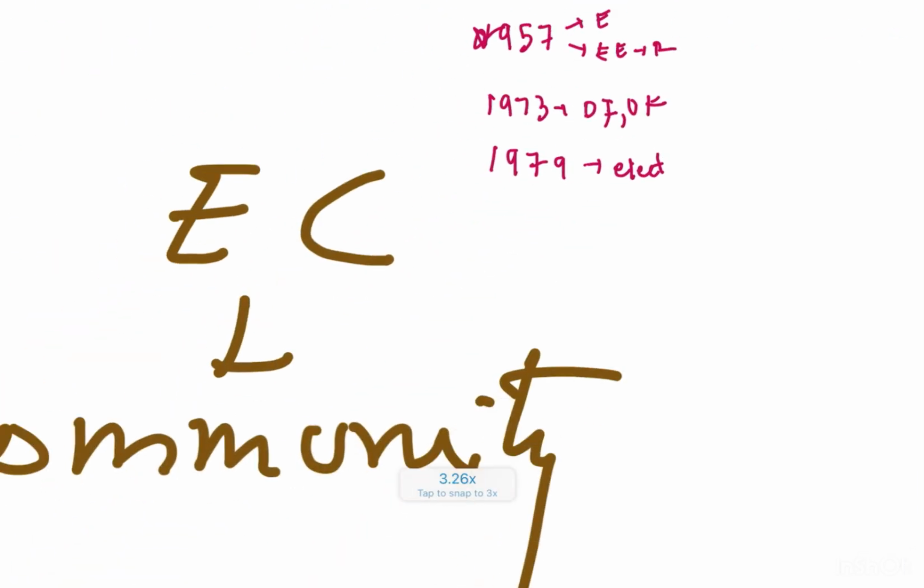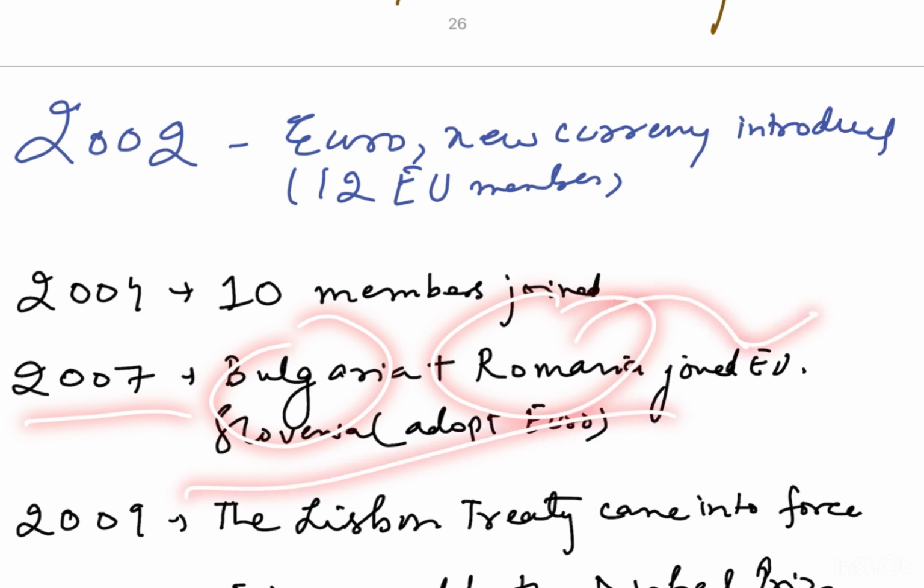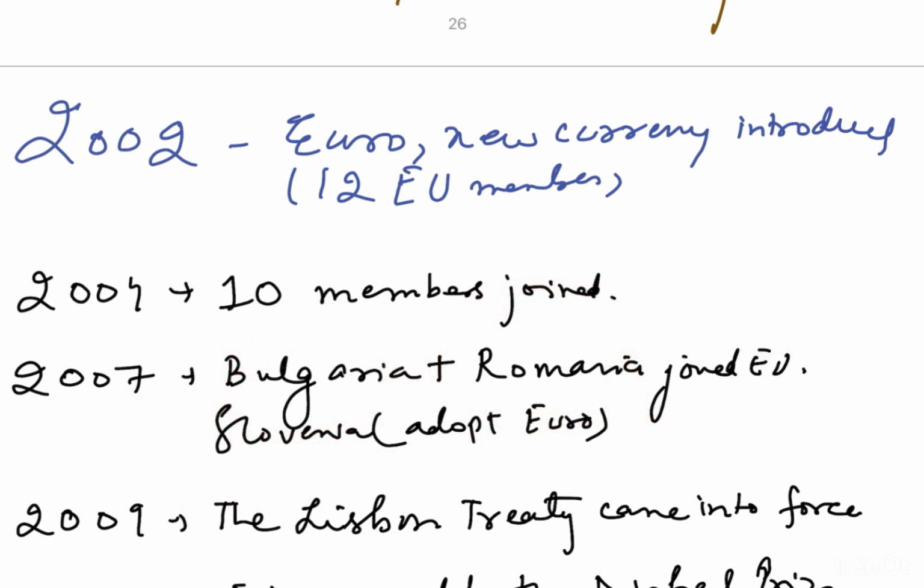Next, we move on to the year 2002. In the year 2002, the Euro, a new currency, was introduced and it was accepted by 12 EU members at that point of time. Then in the year 2004, 10 members joined the EU. In the year 2007, Bulgaria and Romania joined the EU, and Slovenia adopted the euro as its currency.